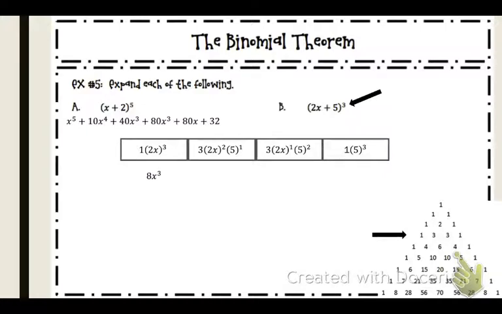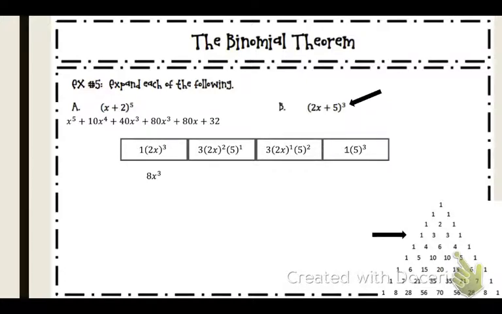Now, 1 times, let's do what 2x cubed. That means we have 2x times 2x times 2x. So 2 times 2 times 2 is 8. And then x times x times x is x cubed. So we have to cube both terms there. Okay, that's why that's 8x cubed and not 2x cubed.